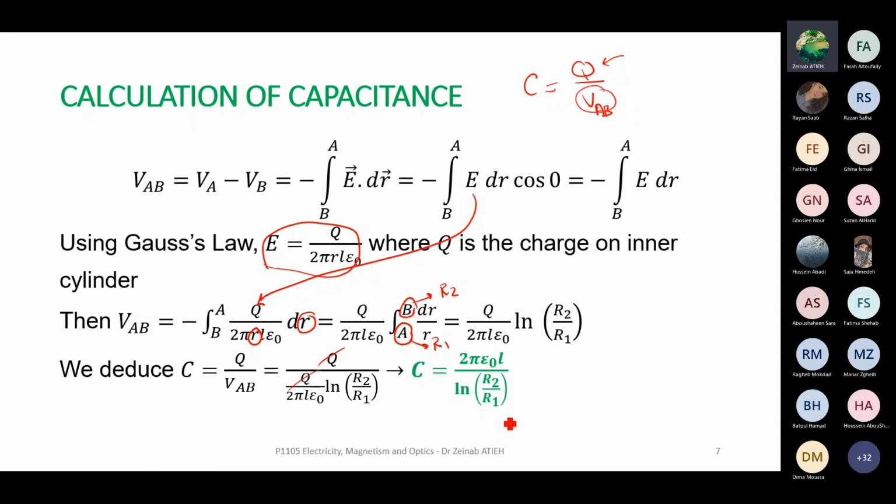Again, the capacitance of a cylindrical capacitor depends on the medium in between, the length of the capacitor, and the radii, R1 and R2. The capacitance does not depend on the voltage. It only depends on the fabrication of the capacitor, on the shape of the capacitor. So that's why it's a characteristic.